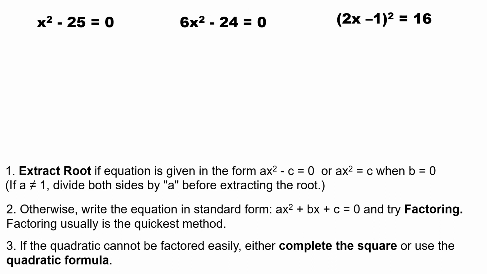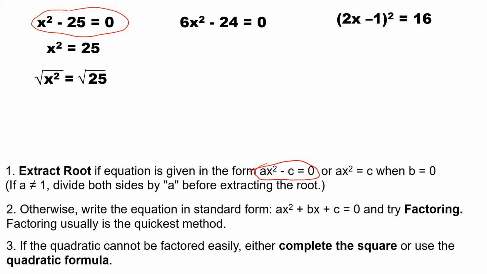So here we have x squared minus 25 equals 0. Notice that's in the same format, so because it's in the same format, we want to extract the root. We would just go ahead and isolate the x squared, or the quadratic term. Then you would extract the root, and remember to put your plus and minus. So x in this case equals plus or minus 5.